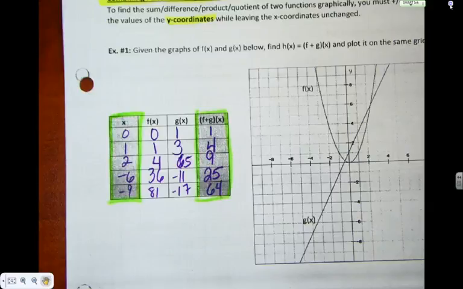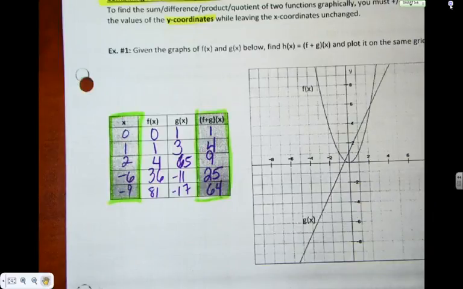Now let's think about this logically. Let's use our good math logic skills. Before we actually graph it, what do you think it's going to look like? What's going to happen when we add a parabola and a line? Well, what's the degree of a parabola? 2. And what's the degree of a line? And can we change the exponents when we add? So when we add like terms, do we ever change the exponents?